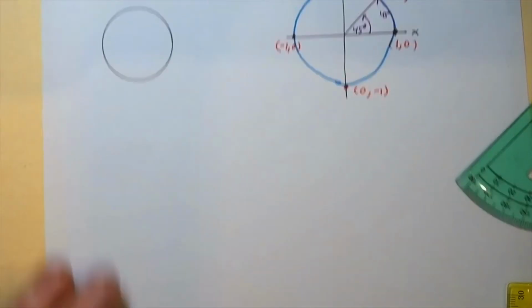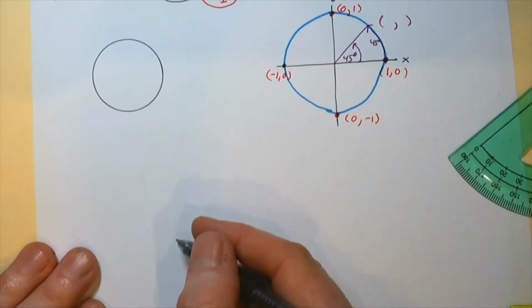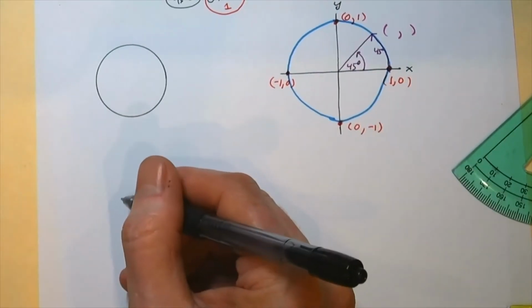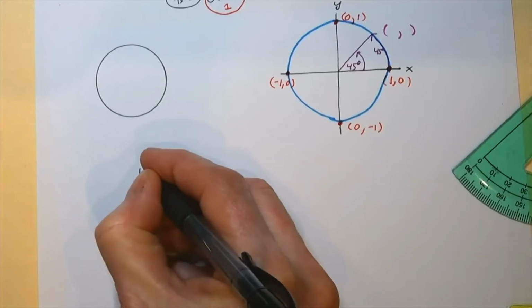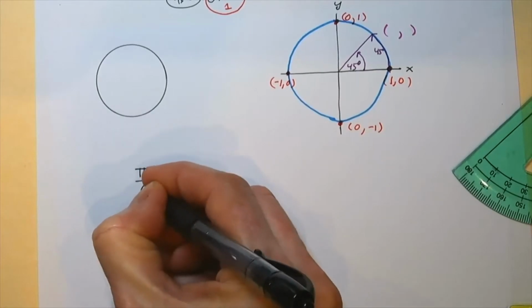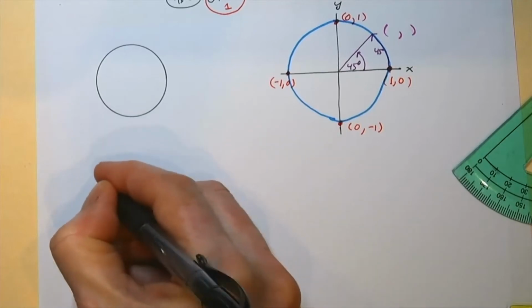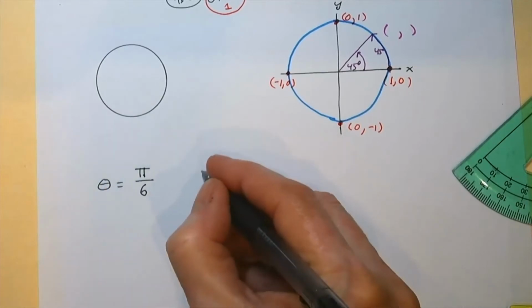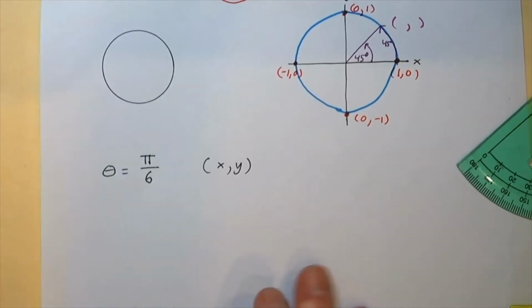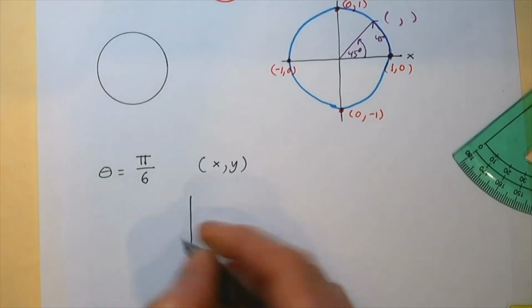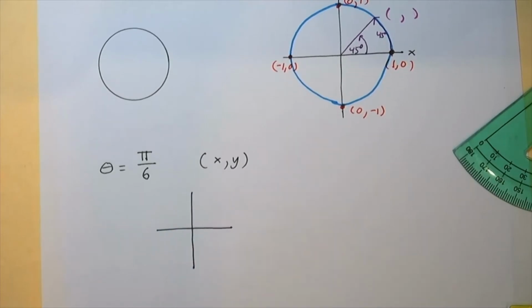Okay, so let's try a fresh one. Sometimes they're going to say, here's an angle. Let's say pi over 6 is our angle, right? And they might say, can you please tell me the x and y coordinates for pi over 6? And you're like, pi over 6, okay. I'm going to draw a picture.